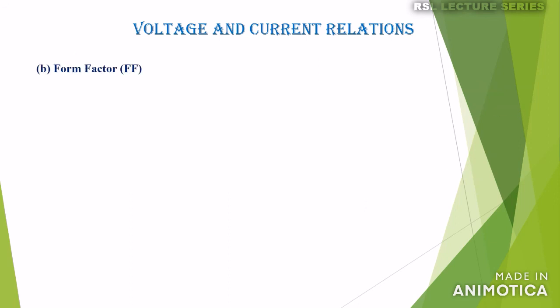Next, form factor. Form factor is nothing but the ratio between V naught RMS and V naught average. Already we have derived these two terms. V naught RMS is Vm by root 2, divided by 2 Vm by pi cos alpha. On simplification we get pi by 2 root 2 cos alpha.